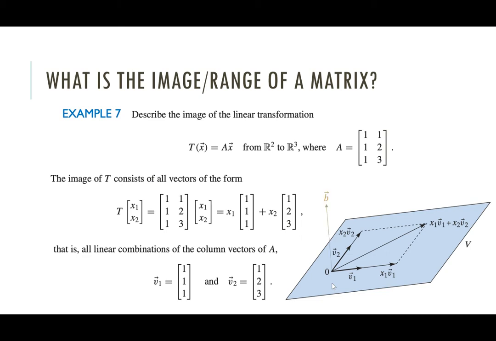So if you had some vector B like this that's not in that plane, that's not in the image, then this vector B will make AX equals B inconsistent. So, okay, that's good to keep in mind. We will see things like this again and again throughout the term.